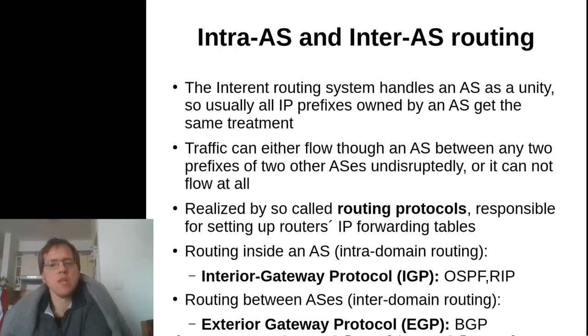One is called the IGP, or the Interior Gateway Protocol. This is the intradomain routing protocol of the internet, which typically runs inside a single AS. So for any two hosts or any two routers connected to a single autonomous system, the connectivity and the reachability between them is ensured by the IGP. Typical examples are OSPF or RIP.